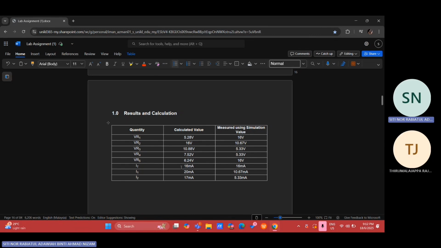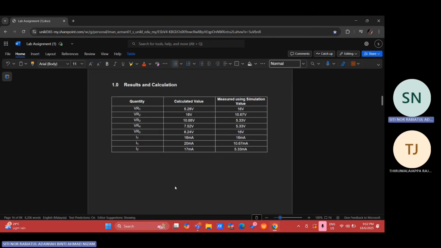For I total, the calculated value is 16 milliamperes, and the simulation value is the same, 16 milliamperes. I1 is 20 milliamperes for the calculated value, but for simulation it is 10.67 milliamperes. Lastly, I2 is 17 milliamperes for the calculated value, and the simulation value is 5.33 milliamperes.